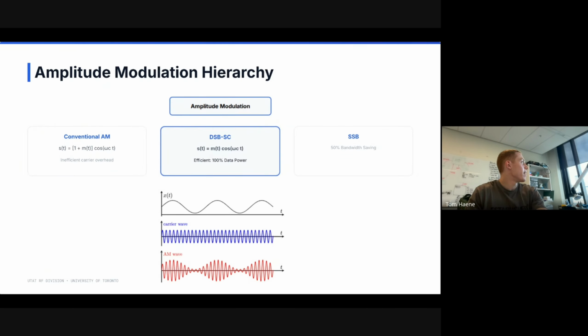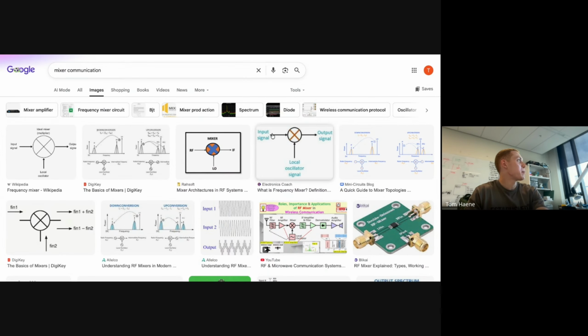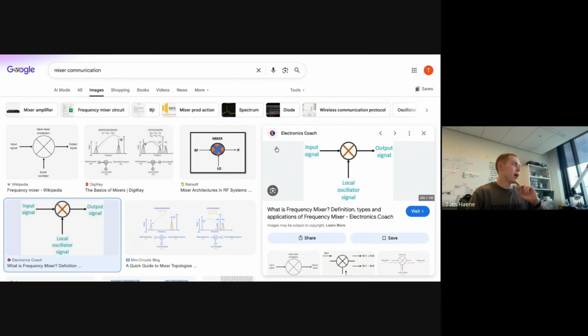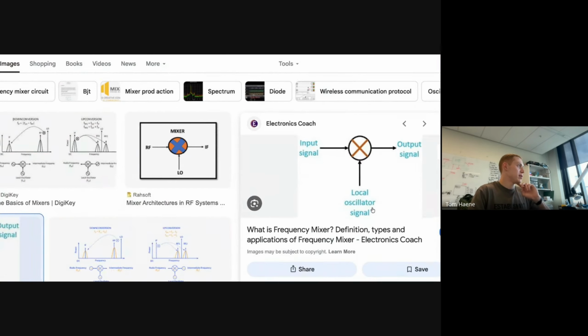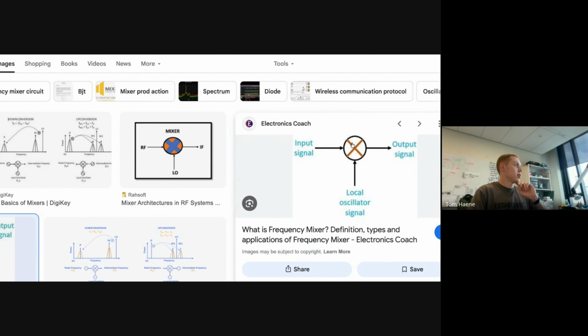Oh my God, not that kind of mixer. I don't think people on the recording will be able to see me sharing these. It's okay. But yeah, when I say a mixer in communications, this means the multiplier. So here, input signal, your message, and the carrier, and then you've got your output.